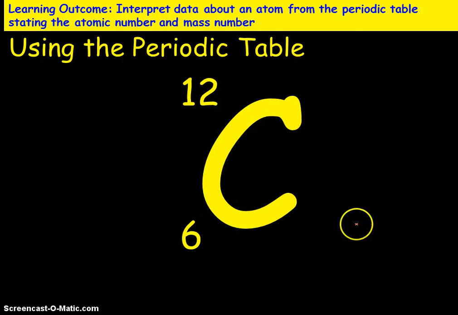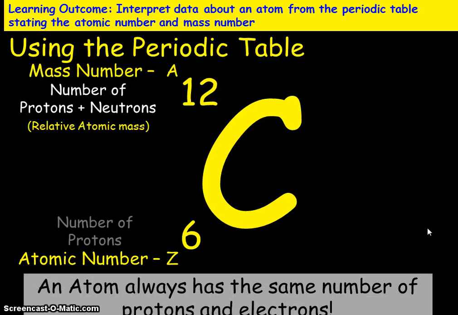So relating this to the periodic table then, when you look at the periodic table you'll see two numbers. Now the number at the bottom is called the atomic number, and that is the number of protons. Now because the number of protons must always equal the number of electrons in an atom, this number is the same. So carbon has 6 protons, it also has 6 electrons.